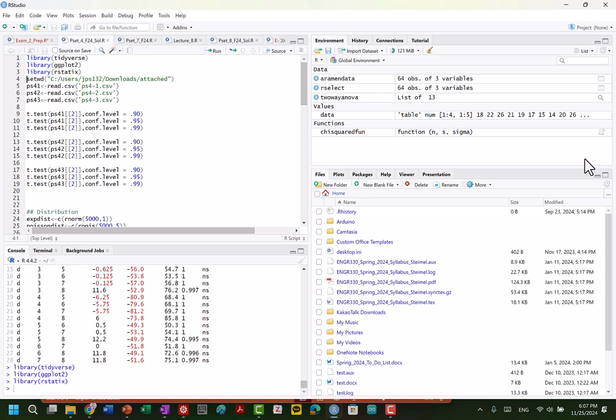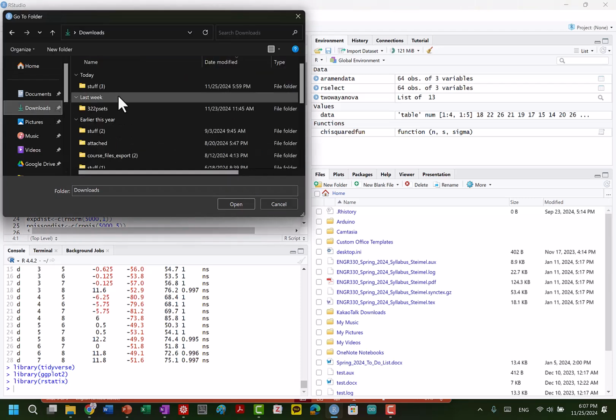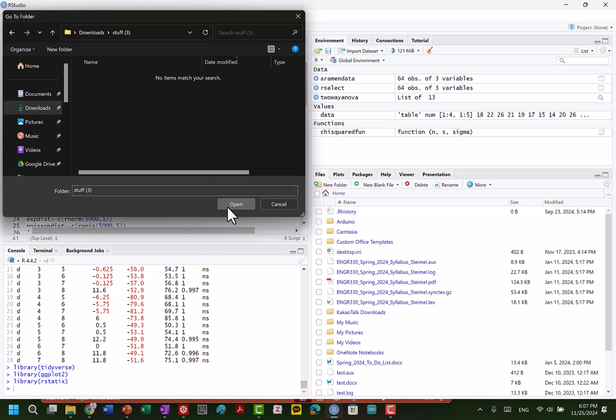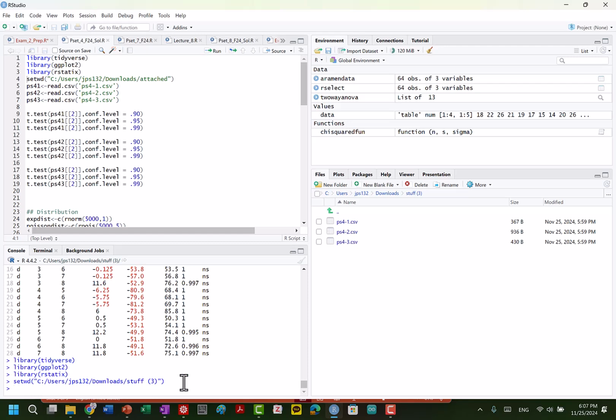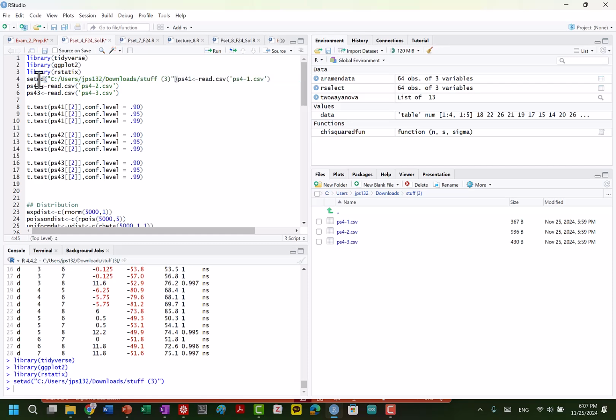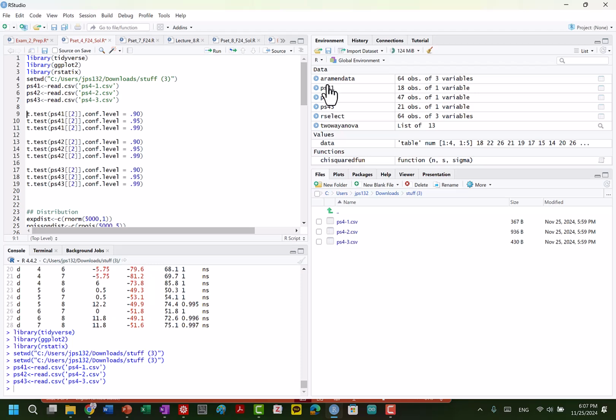I'm going to set my working directory. I'm going to set that working directory as such, and then set that in here. So that's my working directory. And now I'm going to read in these data files. I'm going to take a quick look.